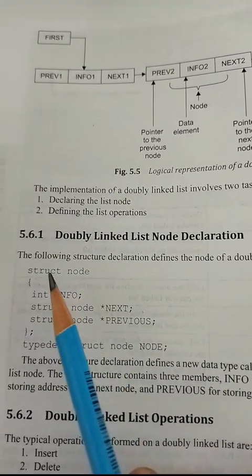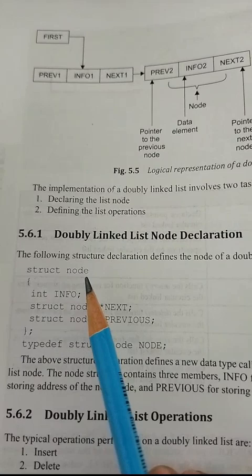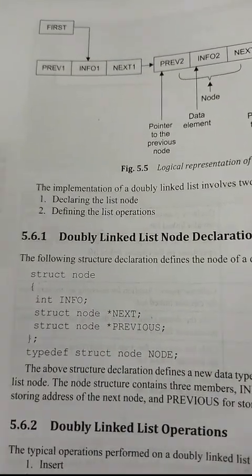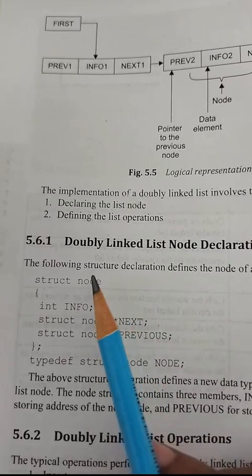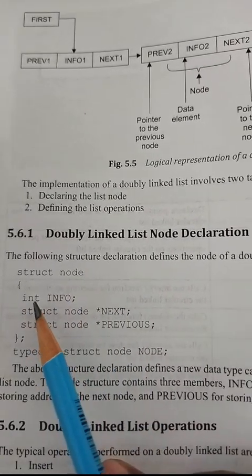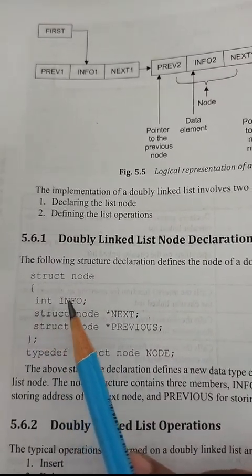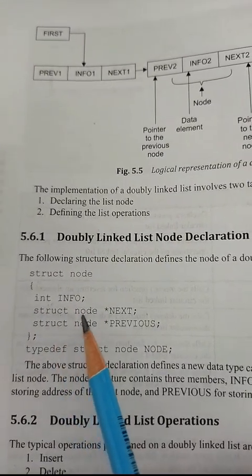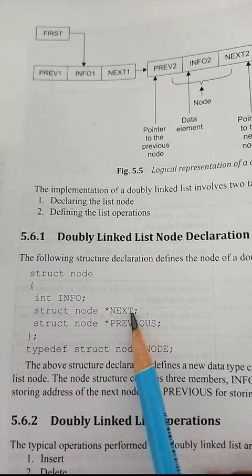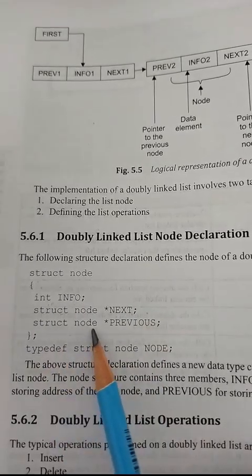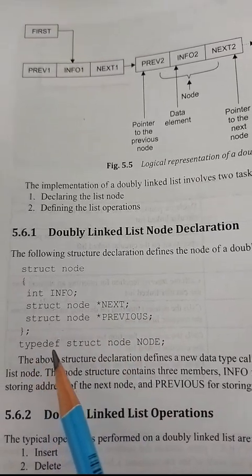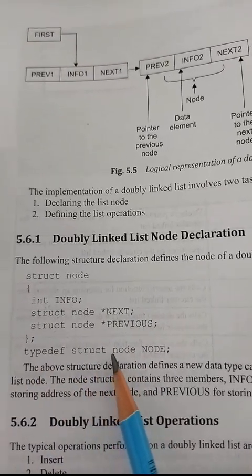Struct node. Struct is a keyword. Node is the structure name. Int info. Int is a data type, info is a member. Struct node star next, it's a pointer. Struct node star previous. There are two pointers, next and previous. Close bracket. Typedef struct node.